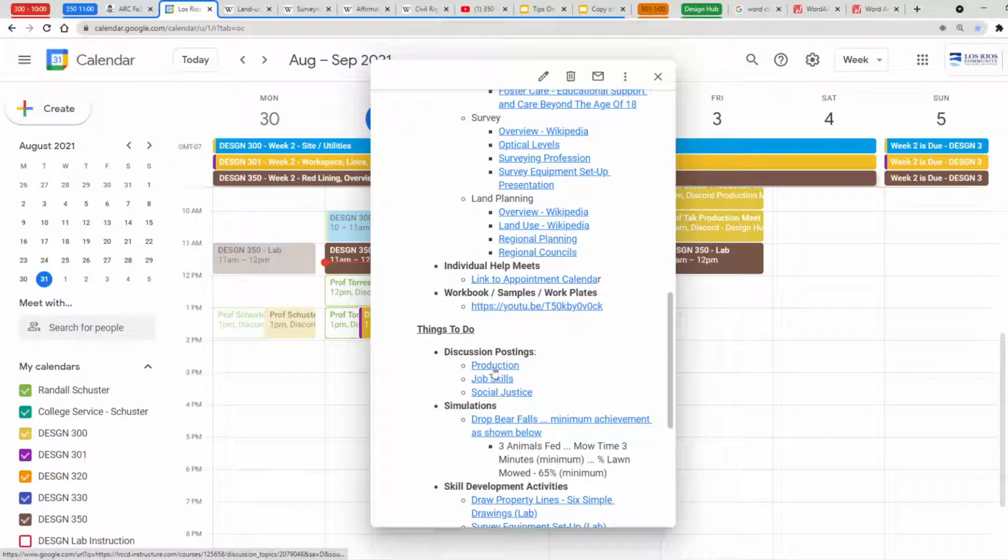These I think are straightforward, so I'm going to jump into Drop Bear Falls and show you what you'll need to do. And you just need to do it. You don't have to prove it to me. You don't have to do anything. You want to get into Drop Bear Falls, feed 3 animals, mow for at least 3 minutes, and get about 65% of the lawn done.